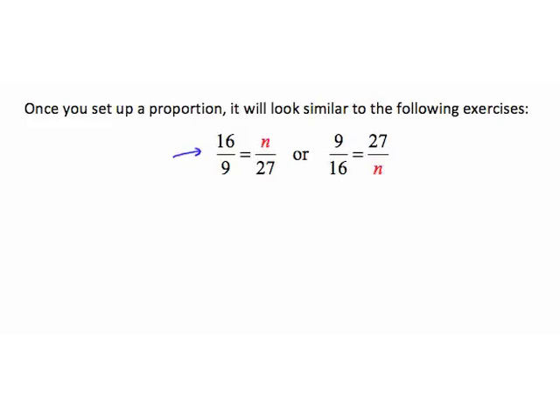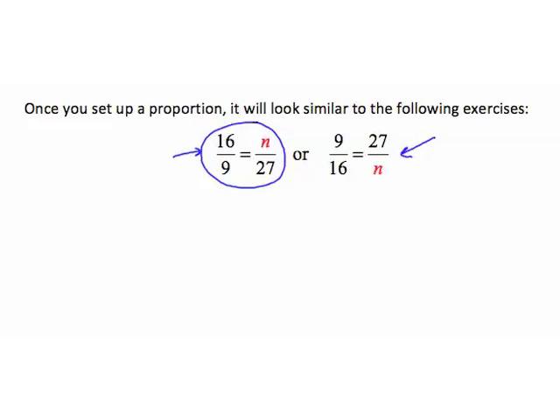We also could have flipped things around and written the proportion that we have over here, where we have 9 is to 16 equals 27 over n. Both of these proportions are accurate. However, this first one is the one that we would prefer to use to solve for this unknown value n.